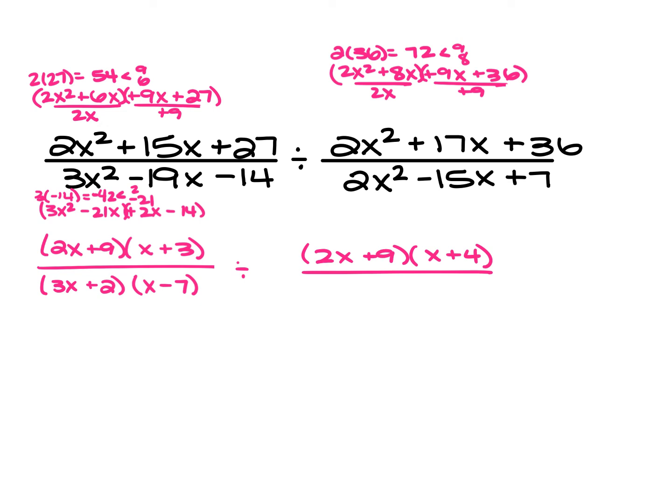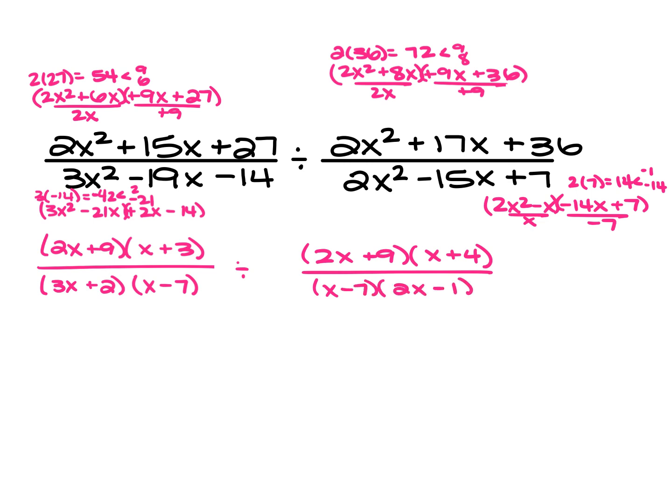Bottom of the second fraction, you have 2x squared minus 15x plus 7. 2 times 7 is 14. Your factors of 14 that add to be negative 15 are negative 1 and negative 14. So that's going to be rewritten as 2x squared minus x minus 14x plus 7. Factor by grouping. This is an x. This is a negative 7. So that's x minus 7 times 2x minus 1.